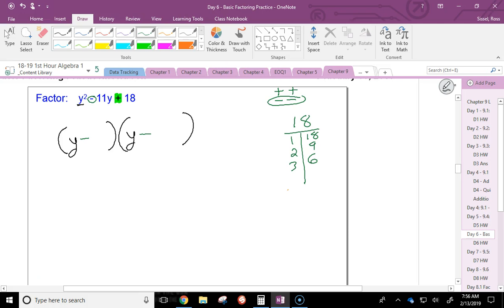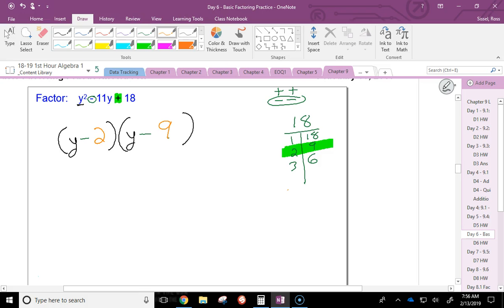So if I did negative 1 minus 18, that'd give me negative 19. Negative 2 minus negative 9 would give me negative 11. So I would think that's going to be the right one. Negative 3 minus 6 is going to be negative 9. So that's how I know it's going to be my 2 and my 9.